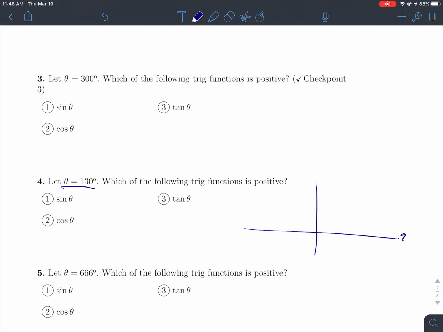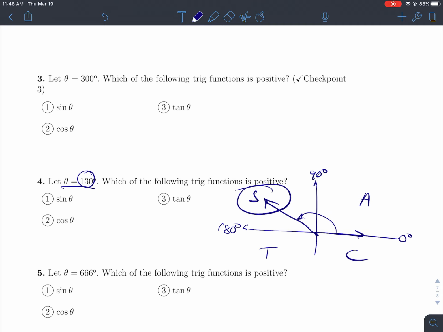Let theta equal 130 degrees. So here would be, whoa, that's not 90. Here would be 0 degrees. Here would be 90 degrees. Here would be 180 degrees. 130 is going to be somewhere between 90 and 180. So we're here, in the 2nd quadrant. So all students take calculus. We know that the sine of 130 degrees is going to be a positive number because we have the S, so it must be sine.